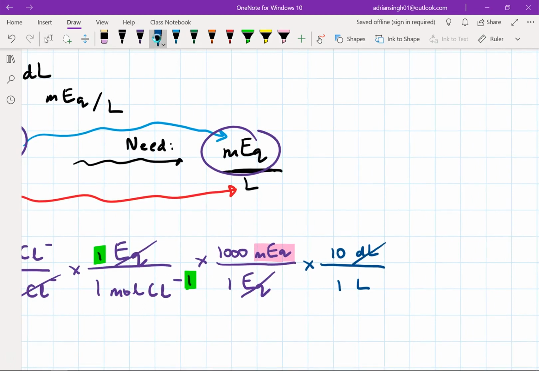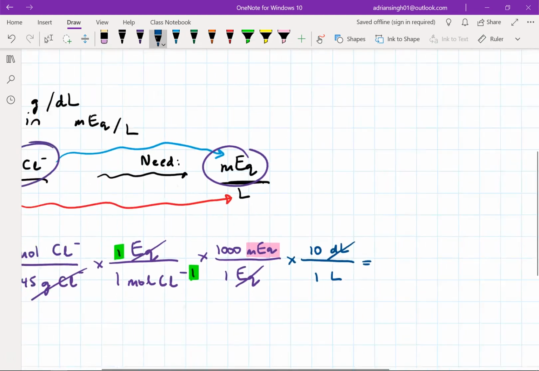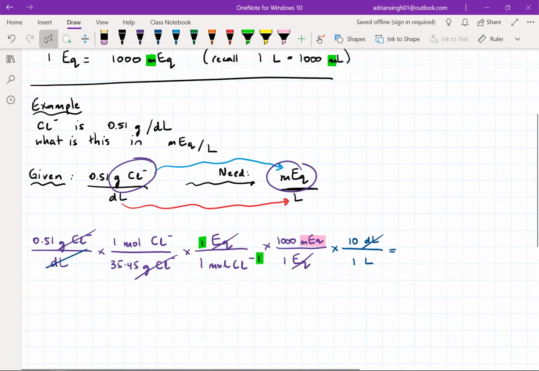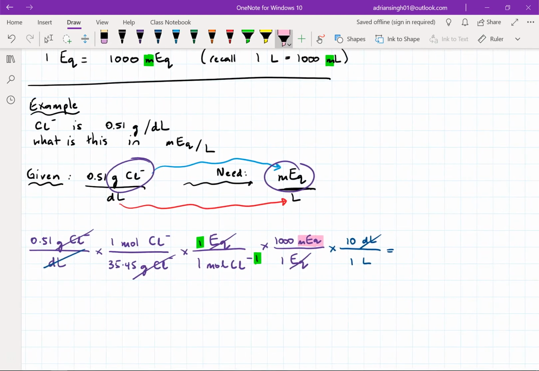over on this side. So when we look at our units, we see that we end up with the only unit on top being milliequivalent, the only unit left on the bottom being liters. So that makes sense. When we evaluate this, our units are going to be milliequivalents per liter. We just plug it into our calculator, and we get whatever that ends up being over here. So that's how we go from, in this case, grams per deciliter to milliequivalents per liter.